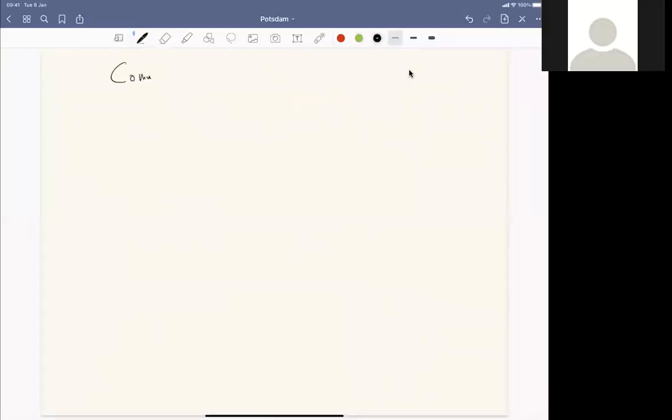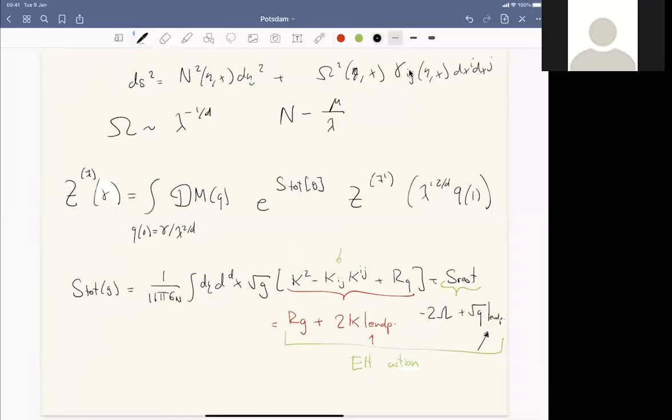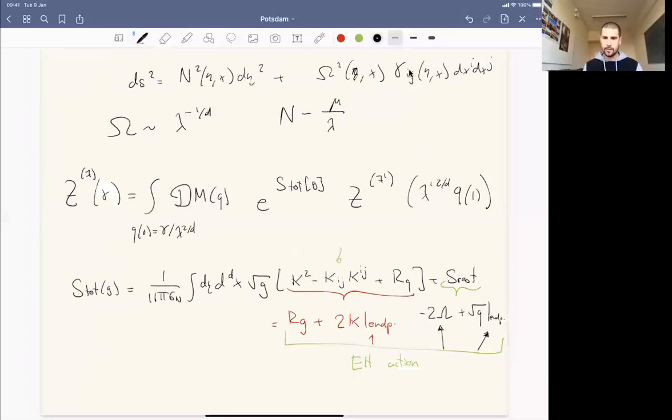Actually, before you go ahead, what set the cosmological constant, or what was that? I'm pointing at the screen. Is that a -2 lambda? Yeah. It's a -2 lambda.